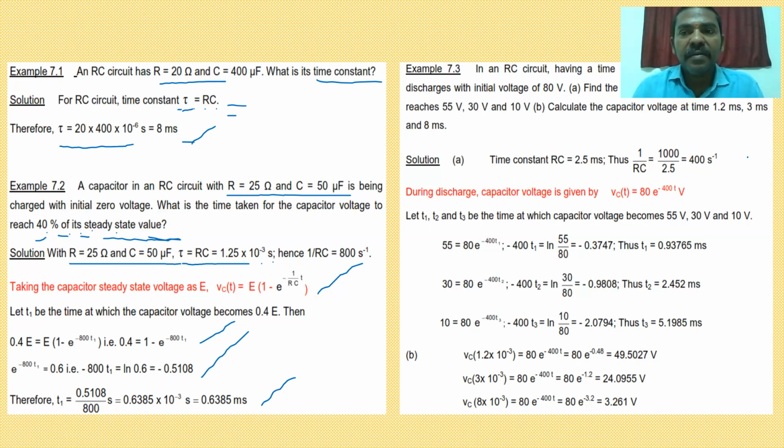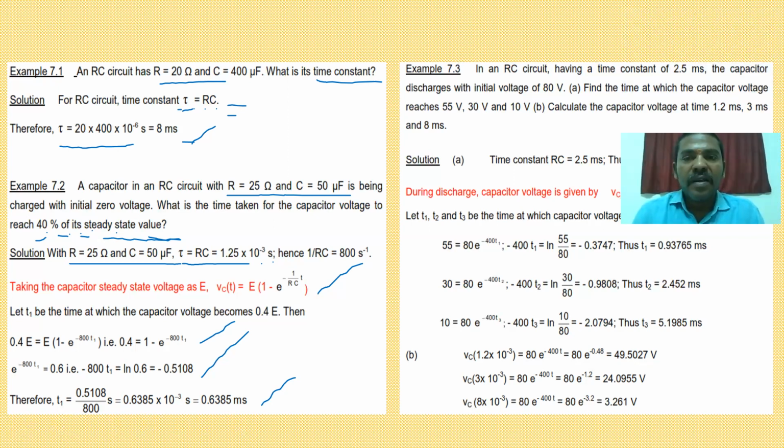Third problem, an RC series circuit is there. The time constant given is 2.5 milliseconds. The capacitor discharges with the initial voltage of 80 volts. So we have to find the time at which the voltage drop across the capacitor reaches 55 volts, 30 volts, 10 volts.